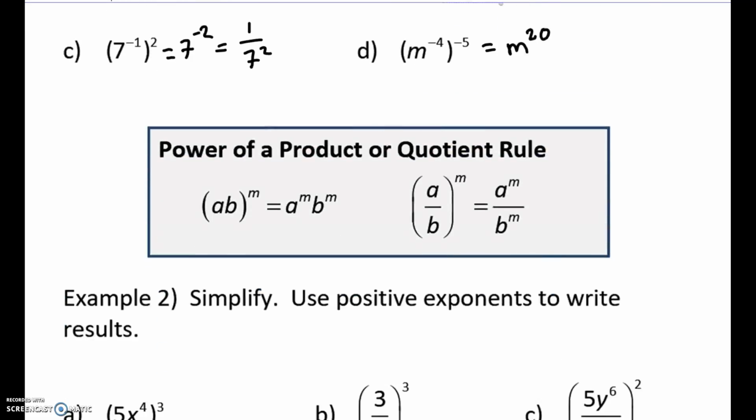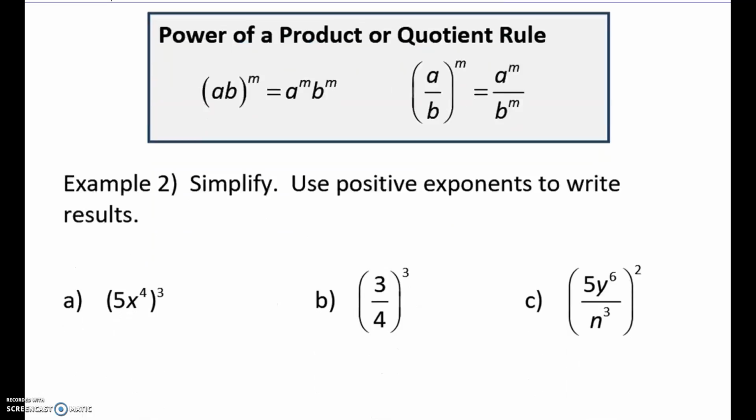And let's take a look at the power of products rule. If we have two things inside parentheses and we raise it to a power, we raise both of those things to the power, whether it's a product or a quotient. So here, if I have 5x to the 4th raised to the cube, that becomes 5 to the 3rd, and then x to the 4 times 3 is 12, and 5 to the 3rd is 125, x to the 12th.